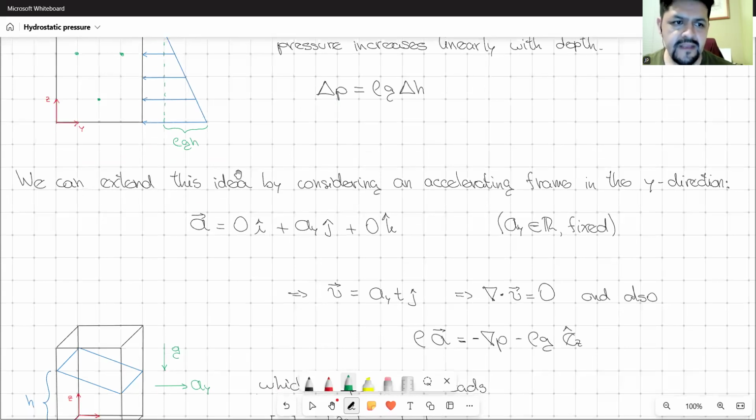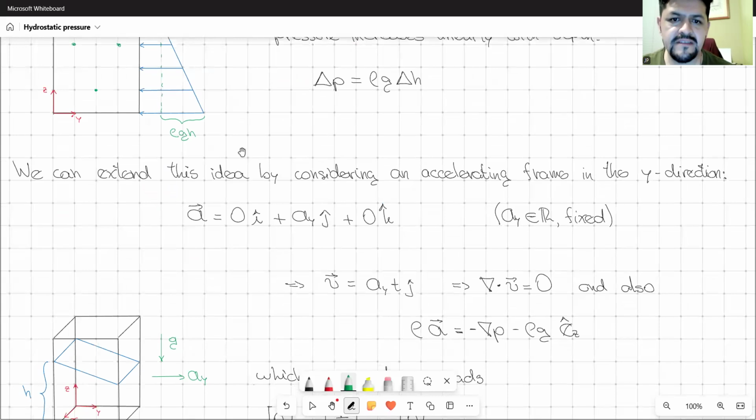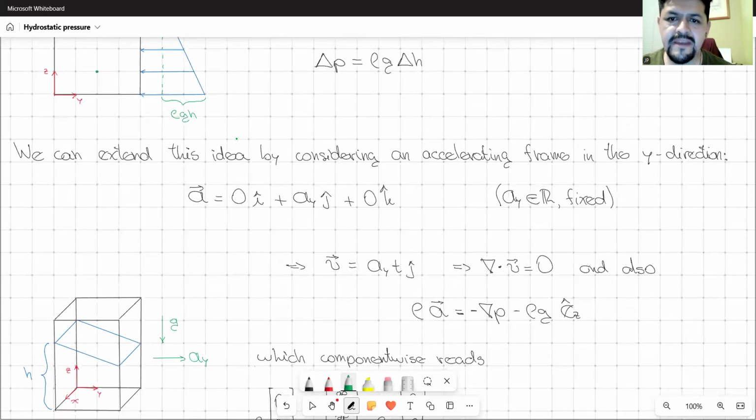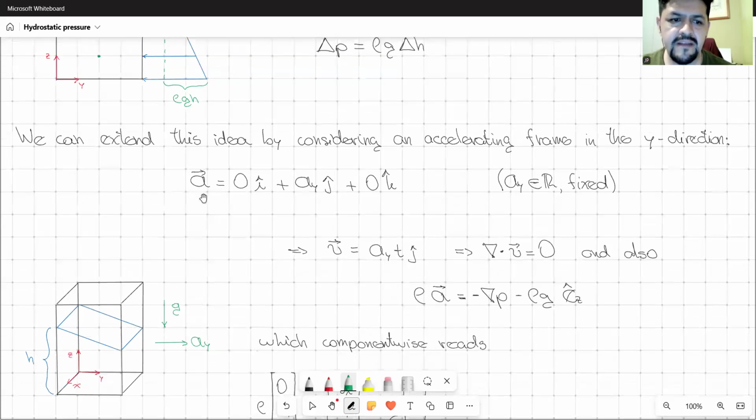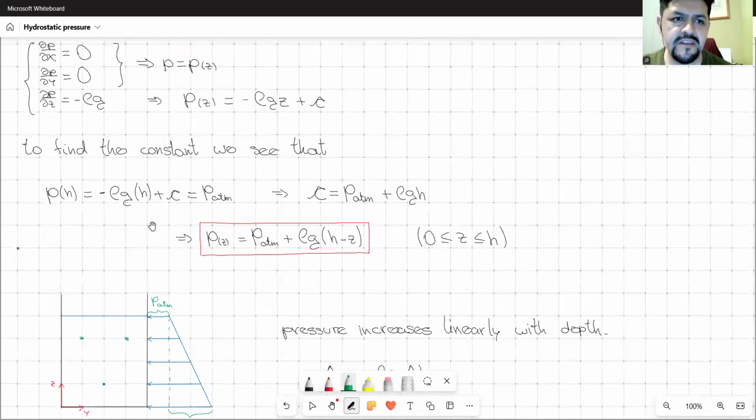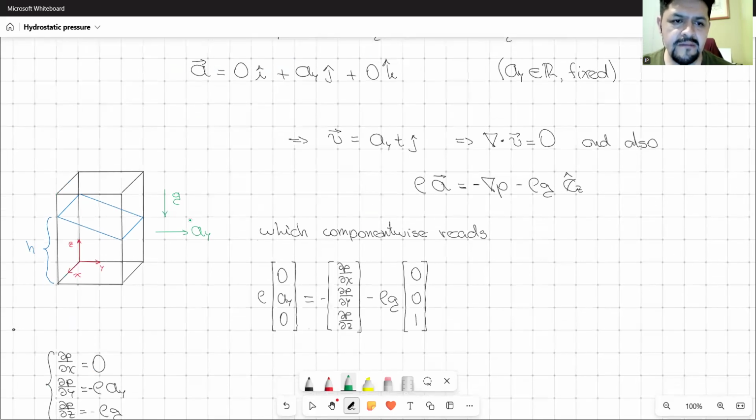So this is a well-known idea from fluid mechanics. What we're going to do here is extend the same idea by considering an accelerating frame in the y direction. Essentially, we're going to take the same container and move it to the right at a constant acceleration ay. That's why we say that ay is a number, not a function, which is fixed.